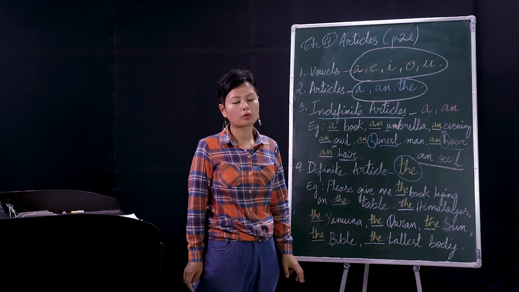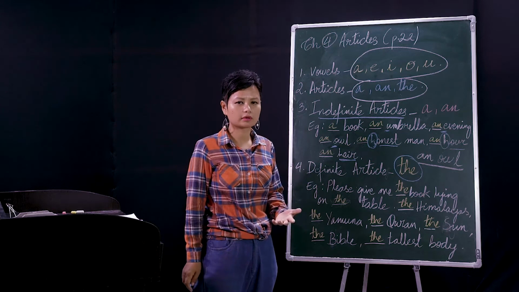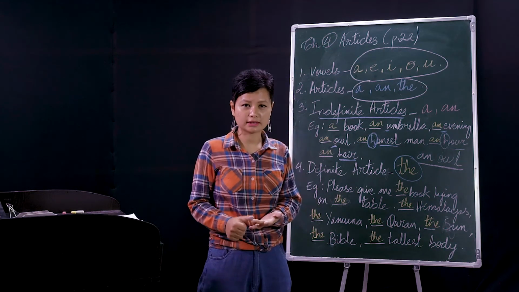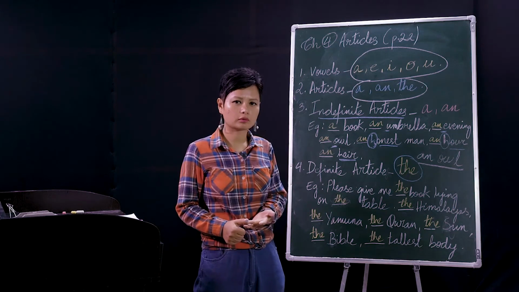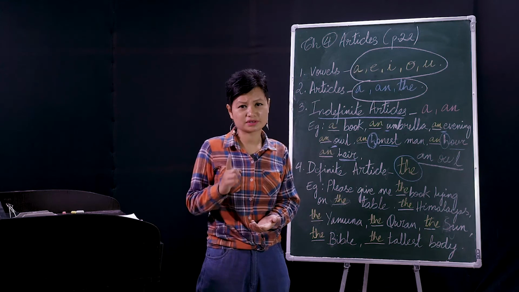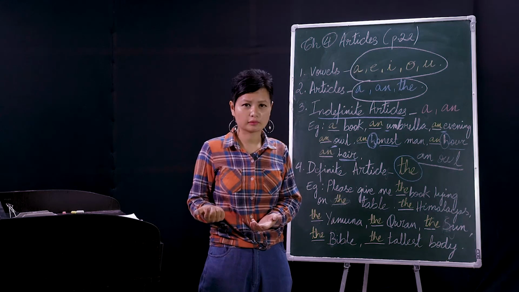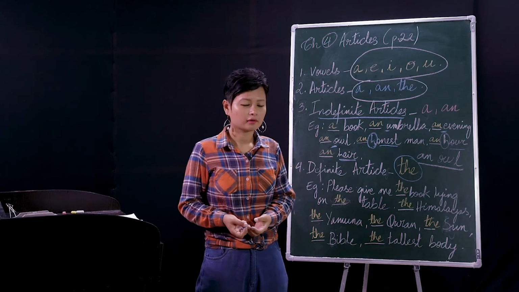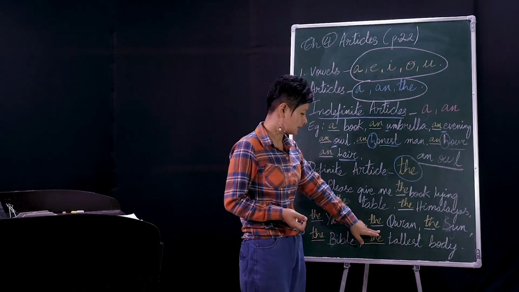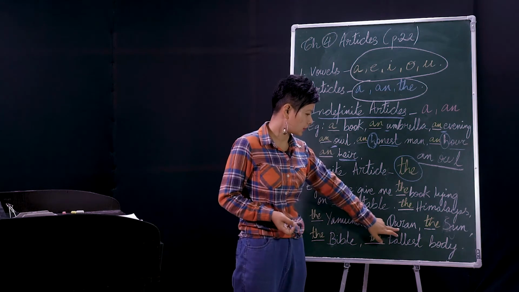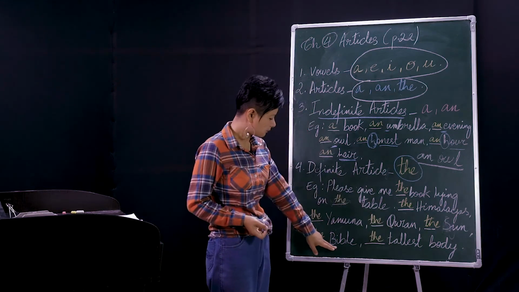And for holy books also. So what are holy books? Holy books can be the Quran, the Bible, the Gita, right? So all those are holy books, and there are not many Qurans, but just one Quran for the Muslims. And for us Christians, we have the Bible, right? So that is why we put the, because there is only one Quran. So the Quran, and then the Bible.